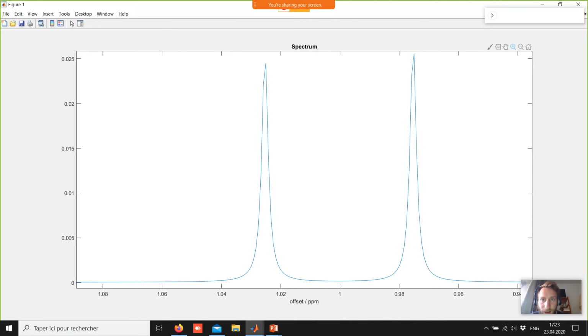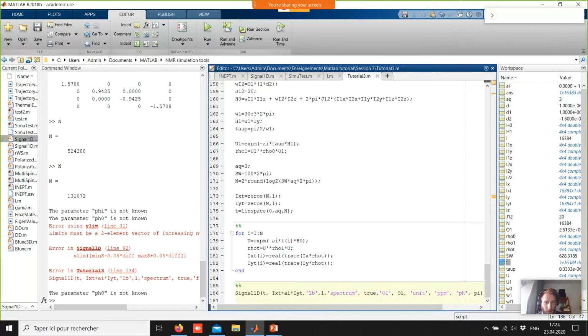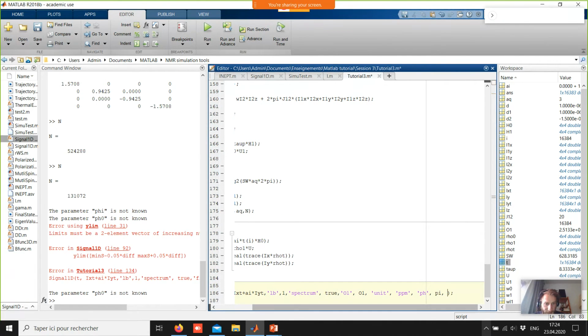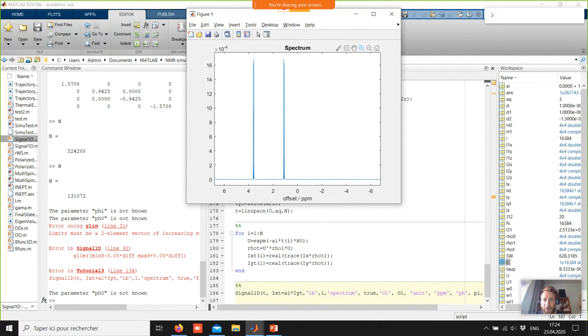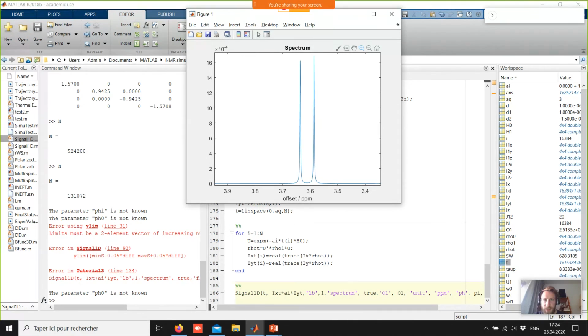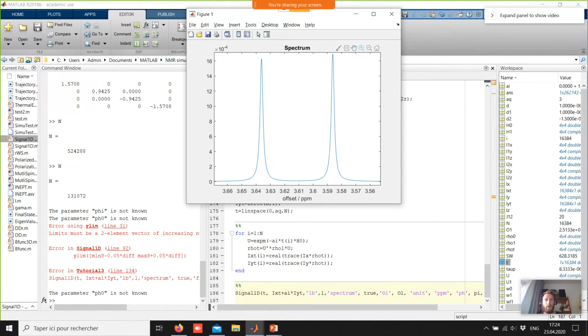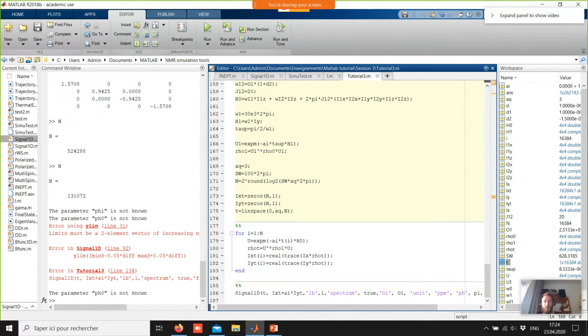Maybe I don't like to see it cut like this, so a feature that I've implemented here is zero filling. The option is named zero, and the value I can, for example, say 16 times n. So n is the number of points of the FID. So here I multiply the size of the FID by 16 to make the spectrum slightly nicer, so we see our Lorentzians better. Okay. So this is the case of strong coupling.